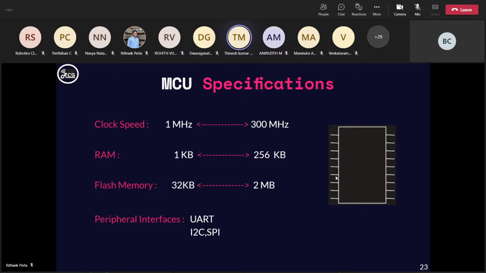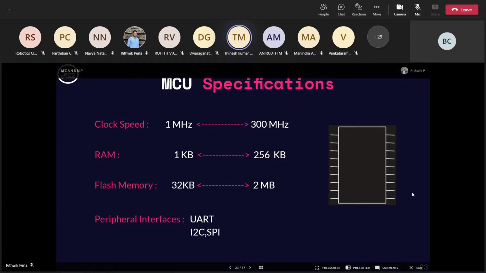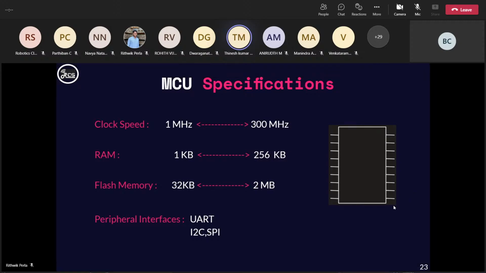They don't need much power to execute the task, so that's why they are in the range of 1 megahertz to 300 megahertz. But in the case of a microprocessor, it starts from gigahertz, because it must be powerful. In the case of RAM, it's 1 kilobyte to 256 kilobytes, for the same reason: the operations it performs are very small, so it may not hold a lot of memory for temporary storage.